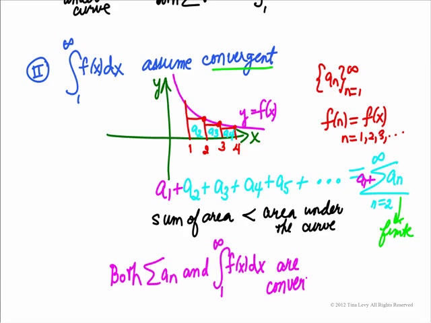So both the series and the improper integral in both cases act the same way. That's what we call the integral test. Both the series and the integral are convergent, or, as in the first example, both are divergent. Let's go on to the next page and I'll show you an example of how we would do this.